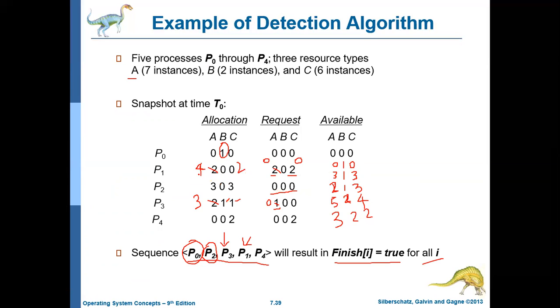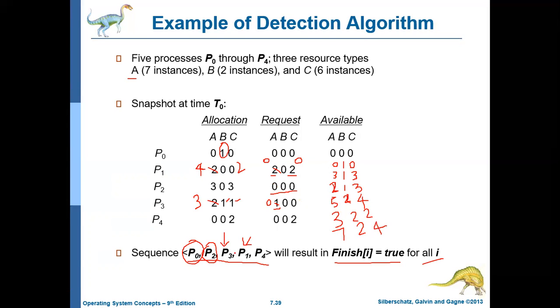It will release this 4 and this 2 resource, that is, 4 instances of A and 2 instances of C. So it will become 4 plus 3, 7, this 2, and 2 plus 2, 4.